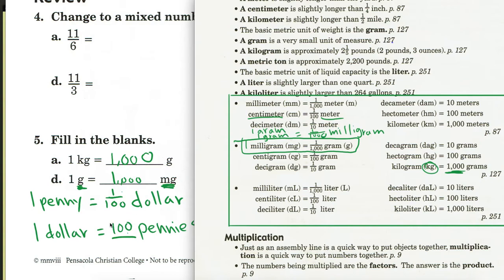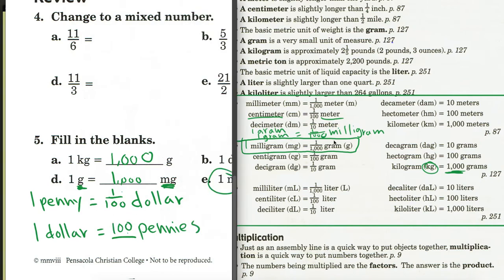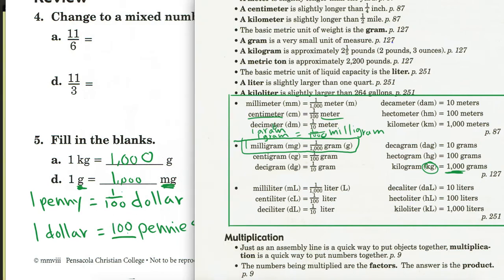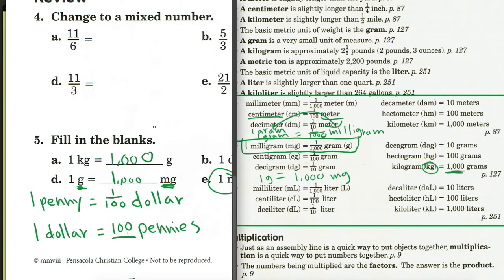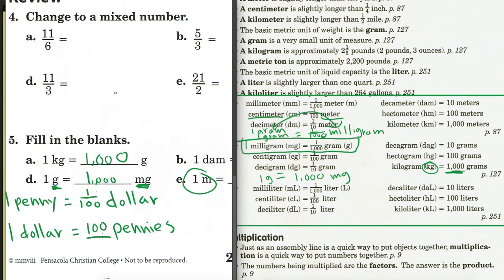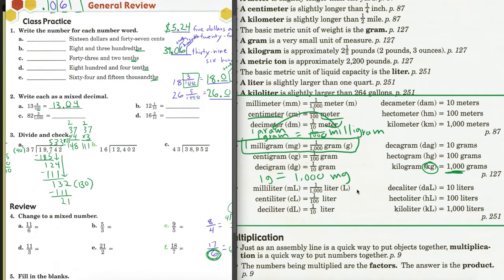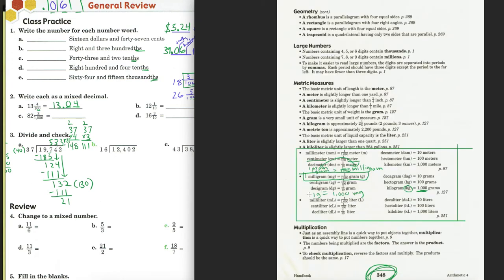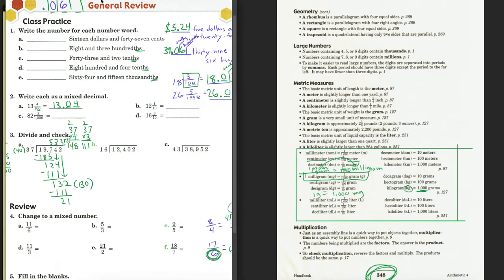Just like dollars to pennies. So instead I have to flip this around. So now it will be 1 gram equals 1,000 milligrams. If you don't understand that, it's fine. I know that kind of went a little bit long on that explanation. Hopefully that helps you. Just go to page 348. That's going to help you.